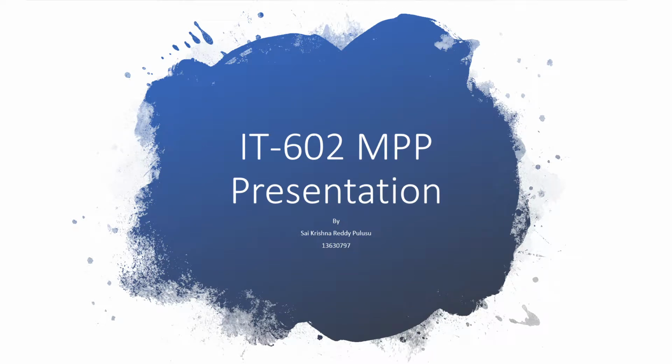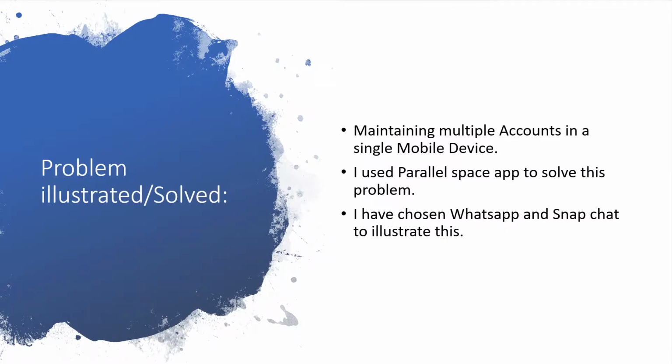Hi everyone. Today I am going to present a mobile productivity software that solves a real world problem. The problem I have chosen is maintaining multiple accounts in a single mobile device for a few apps. I used the Parallel Space app to solve this problem. I have chosen WhatsApp and Snapchat to illustrate this problem through the Parallel Space app.